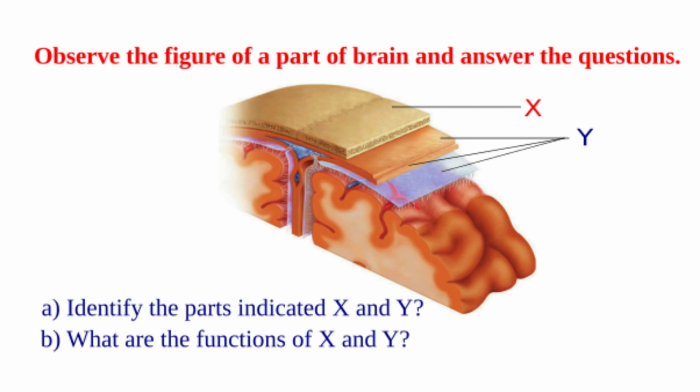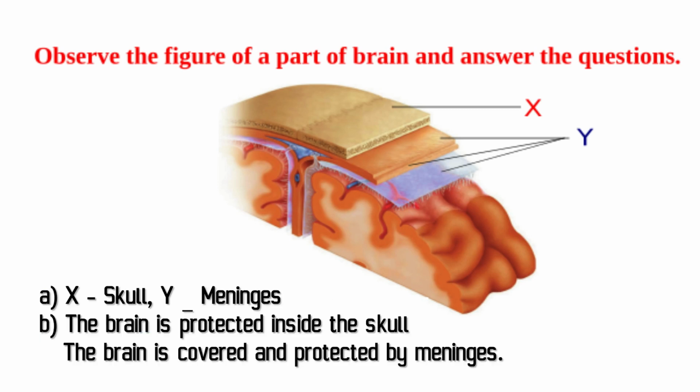Now we can analyze the answer of this question. The first part, that is the part indicated X is skull and the part Y indicated is meninges. We know meninges have 3 layers and Y denote meninges. The second question, functions of X and Y. The skull and meninges protect the brain. So the functions of X and Y are protect the brain.